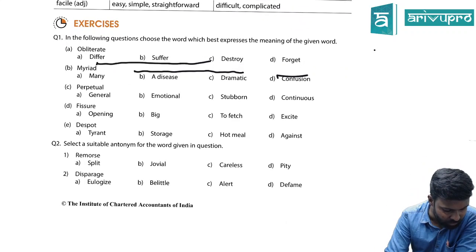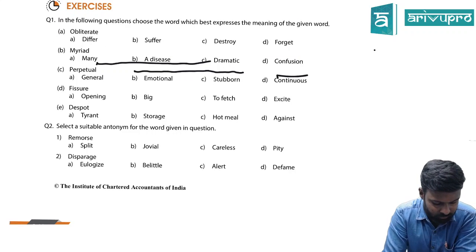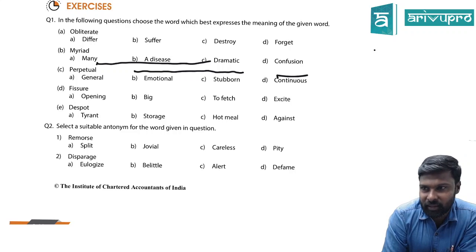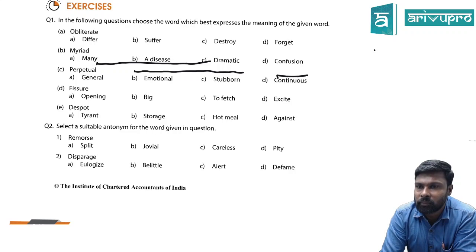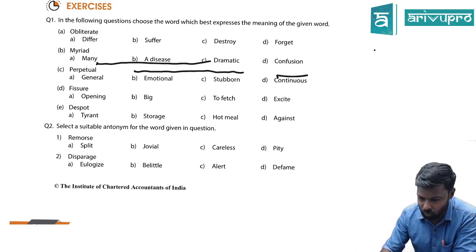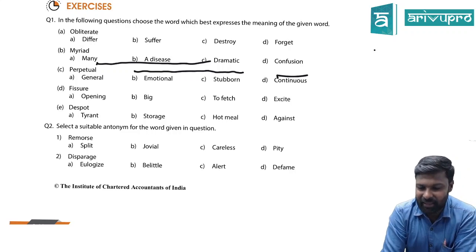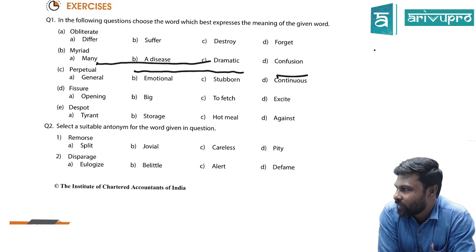Okay. Next one. Select a suitable antonym for the word given in the question. Remorse. Very good. Jovial. Remorse is somebody who is very sad and inactive. Disparage. If you don't know the answer, I think you need to go to page number. I think that's the only way I should help you out. Disparage. Any wild guess? Anybody? Yeah? Eulogize.